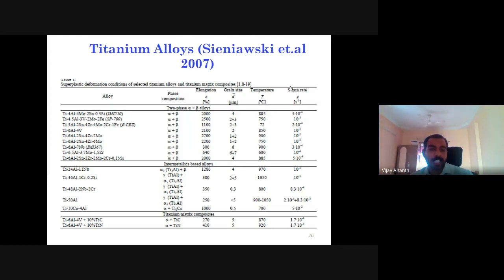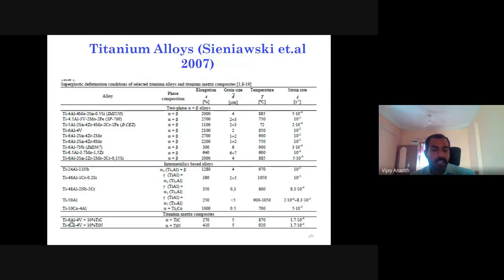Very slow strain rate. Some of the materials have a very slow strain rate, and some of the alloys have a very high strain rate. Normally at the higher temperatures, very high strain rates take place, right? Intermetallic based alloys, as well as titanium based alloys, are also formed with superplastic forming.